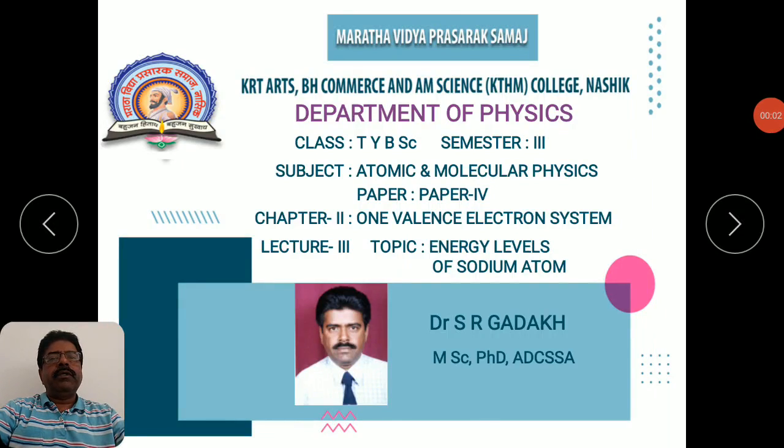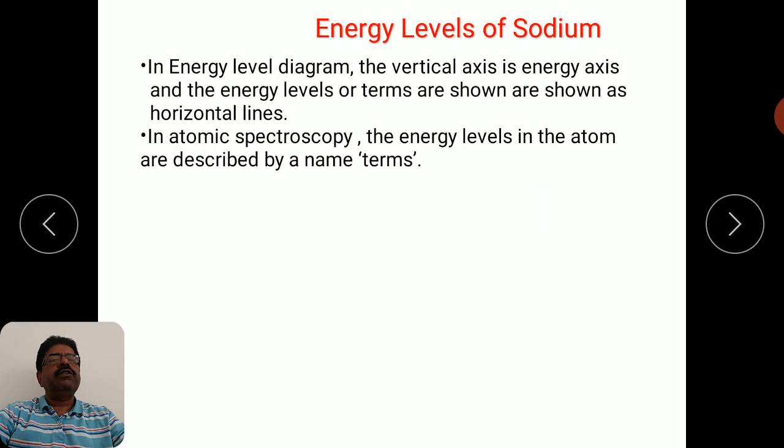In this video, I am going to discuss energy levels of sodium atom. So you know that sodium has one valence electron, that is the last electron in 3s subshell. So therefore it is an example of one valence electron system. In order to understand the spectra of the sodium atom, we are first of all going to discuss the energy levels of this sodium atom.